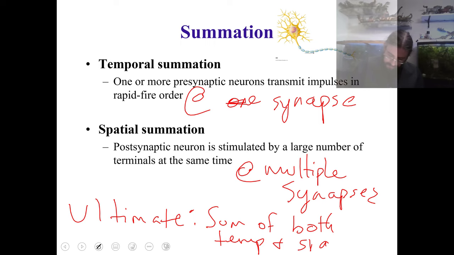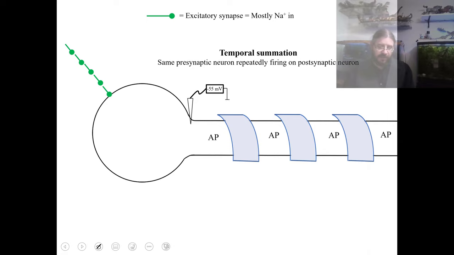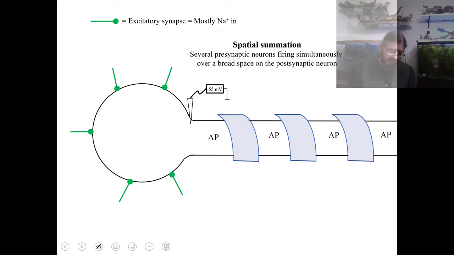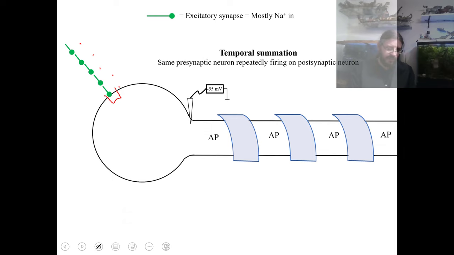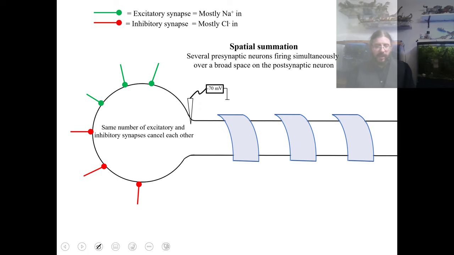So, ta-da. Literally the same thing. Summation drawings. Temporal, a bunch at once. Spatial, this is one synapse here. Spatial is multiple synapses. It does not have to be a bunch at once to describe spatial, because you get enough on their own to get us to threshold, right? Excitatory and inhibitory cancel each other. Ta-da. Postsynaptic potential summation.